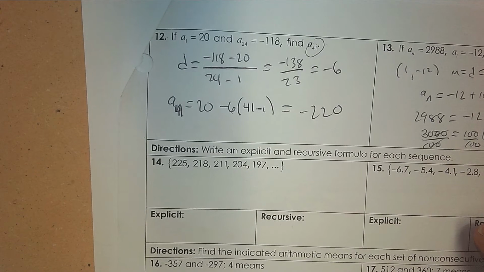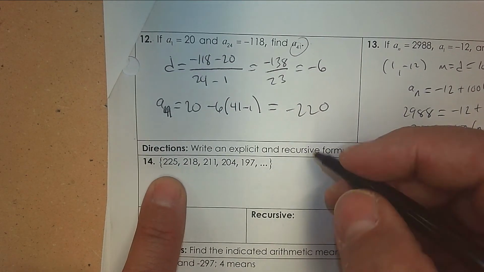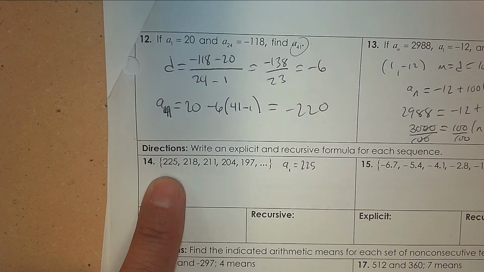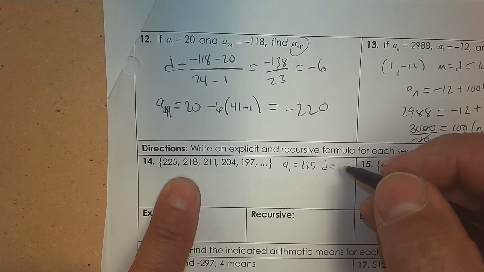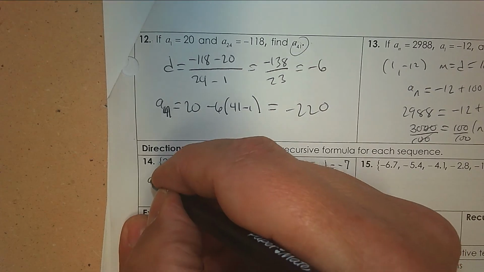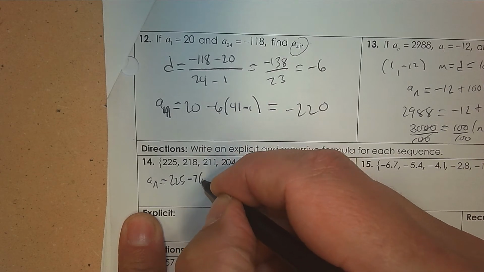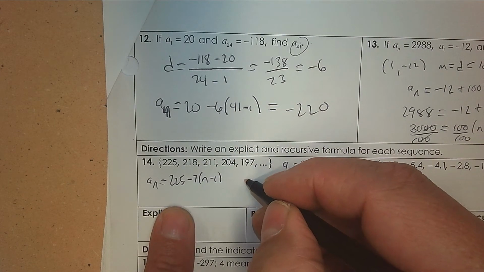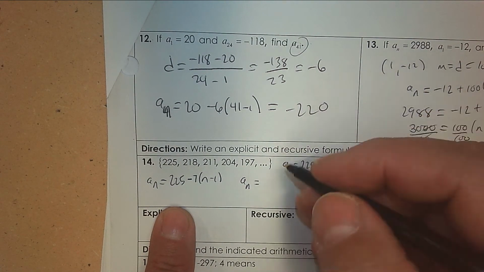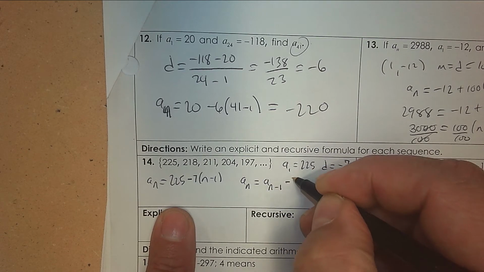So here it says write an explicit and recursive formula for each sequence. So let's just see what we're doing here. The first term is 225. The common difference, we're going down by 7. So first the explicit one would be, we started with 225 and then we subtract 7 to every term right there. If I want to do the recursive one, I need the term before it. And what am I doing with the term before it? I'm subtracting 7. So I take the term before and I subtract 7.